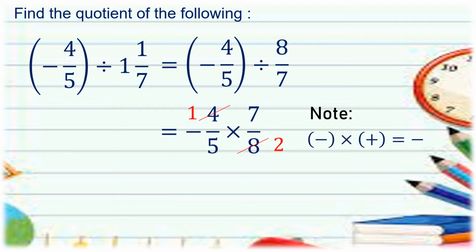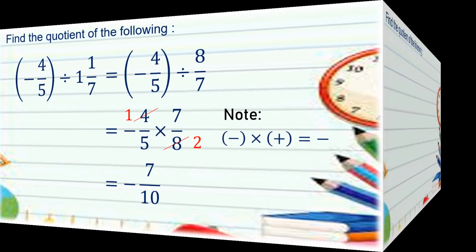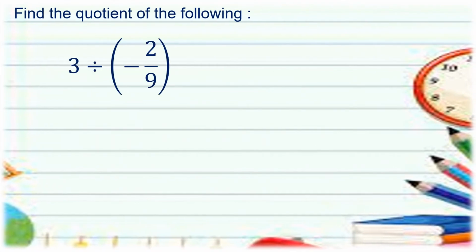Then we are going to multiply the numerators as well as the denominators. So take note that negative times positive is equal to negative. So therefore, negative 1 times 7 would be equal to negative 7, and 5 times 2 would be equal to 10. So the answer is negative 7 over 10. Now let us have another one.